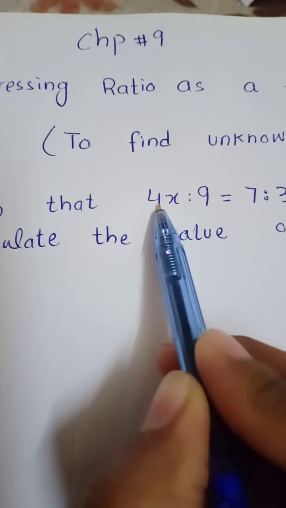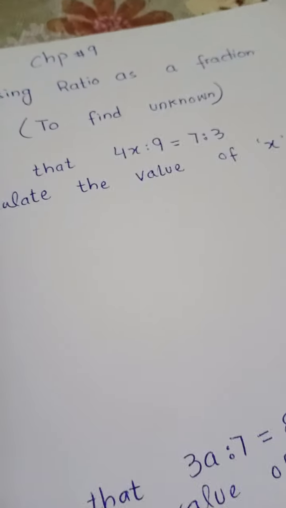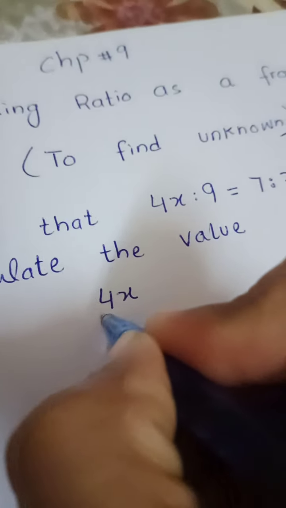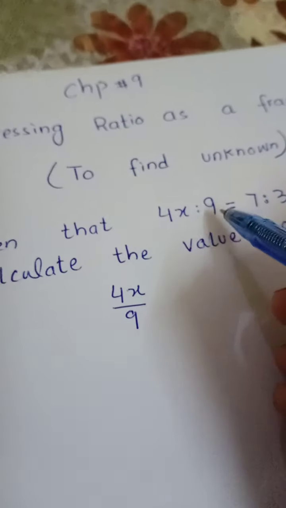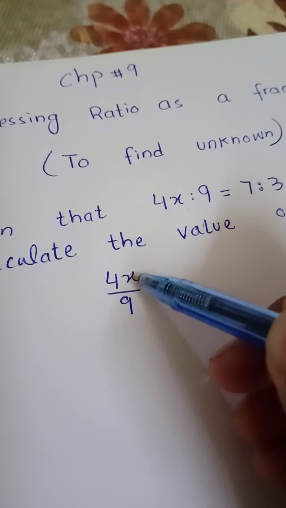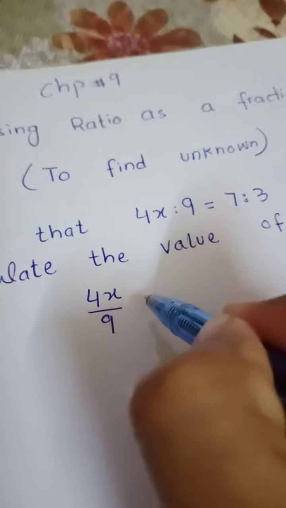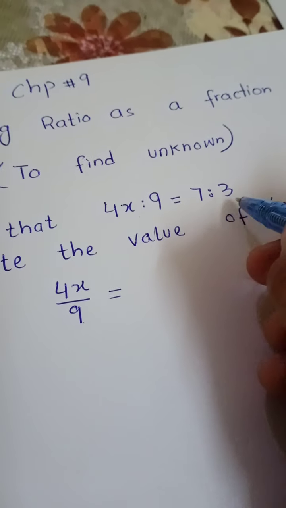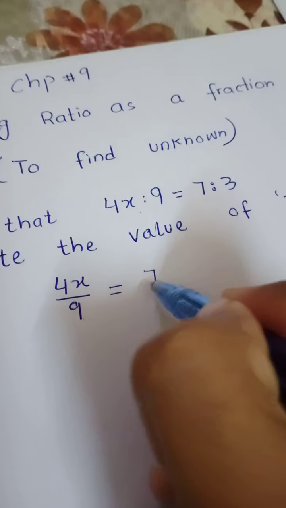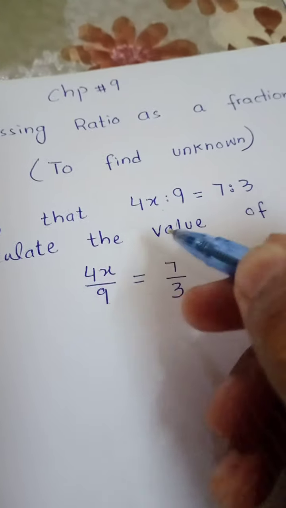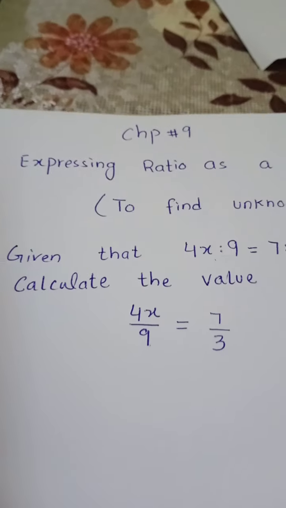Equivalent means 4x ratio 9 can be expressed in form of fraction as 4x by 9. It can be written in form of fraction, is equal to 7 ratio 3, which can be written in form of fraction as 7 by 3, because ratio and fraction are equivalent to each other, right?